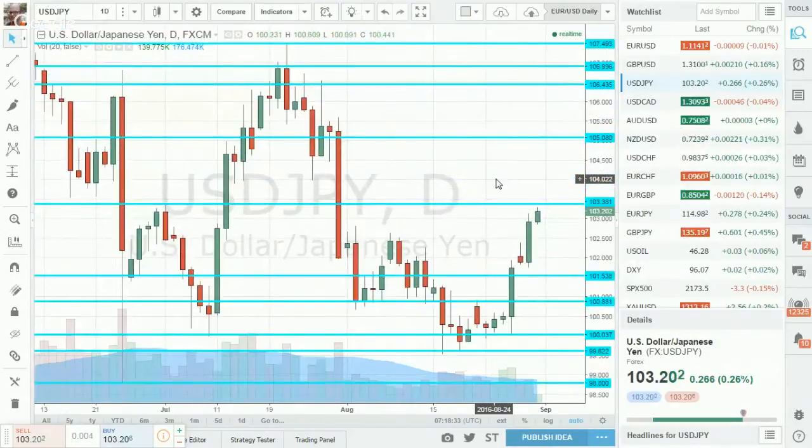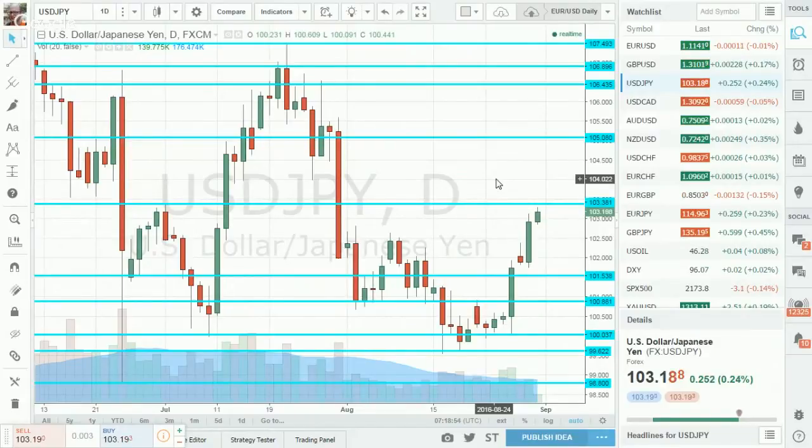On the downside, we have quite a wide range here. 102 is some kind of support, but not worth putting a line on the chart. 101.50 is further support, worked well in the middle of July, followed by 100.80, sort of the last barrier before the round 100 level.